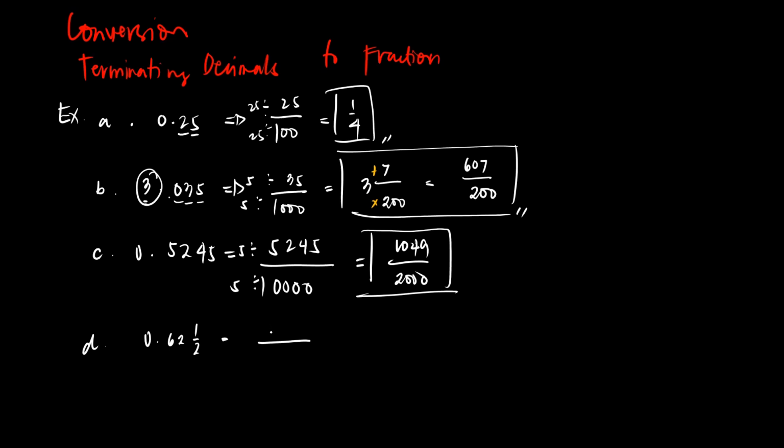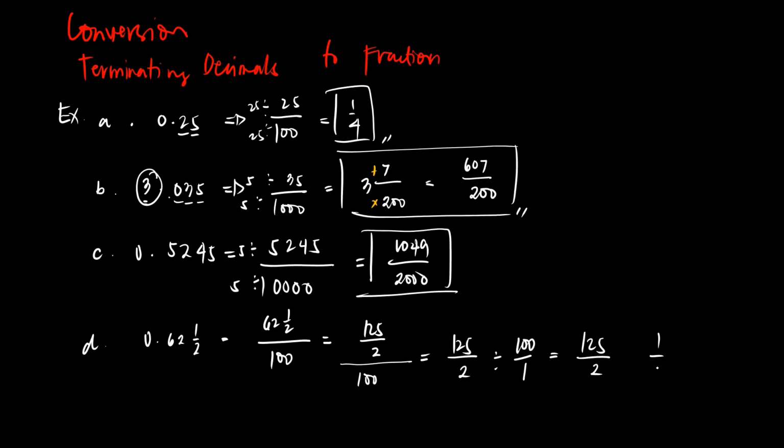So ang gagawin nyo class, we have two ways on how we are going to answer this one. Okay, so first, copy nyo lang 62 1/2 over 100. Then, i-simplify nyo yung numerator, gawin nating improper, you will get 125 over 2, all over 100. Okay, then perform the division of fraction. We will have 125 over 2 divided by 100 over 1. Reciprocal natin si 100 over 1, magiging 1 over 100. Once na reciprocal, mag-iiba ang operation, magiging multiplication.